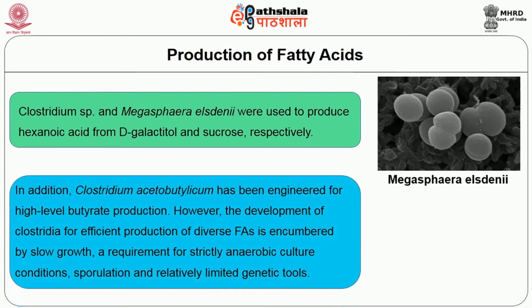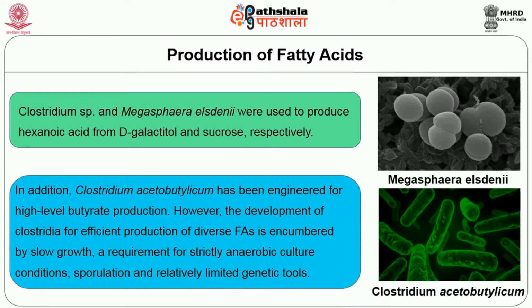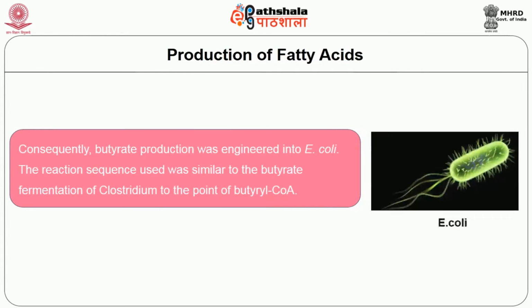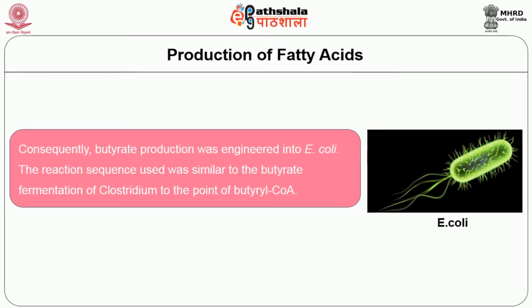In addition, Clostridium acetobutylicum has been engineered for high-level butyrate production. However, the development of Clostridia for efficient production of diverse fatty acids is encumbered by slow growth, a requirement for strictly anaerobic culture conditions, sporulation and relatively limited genetic tools. Consequently, butyrate production was engineered into E. coli. The reaction sequence used was similar to the butyrate fermentation of Clostridium to the point of butyryl-CoA.